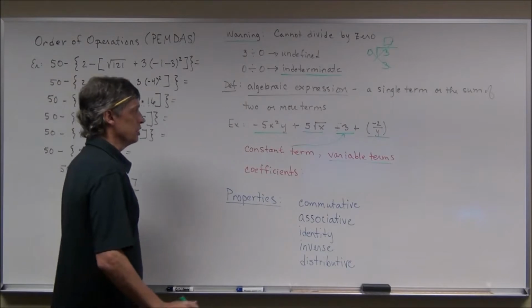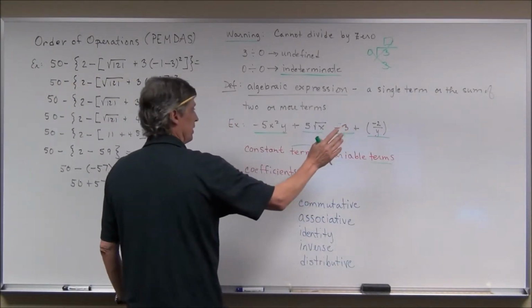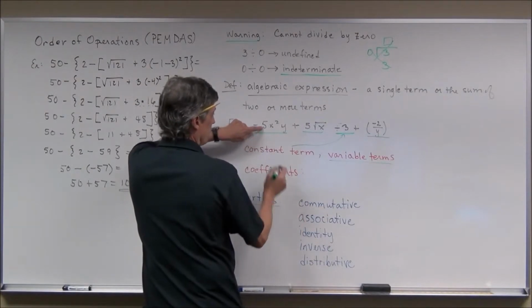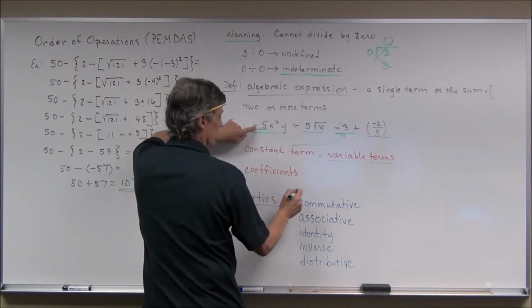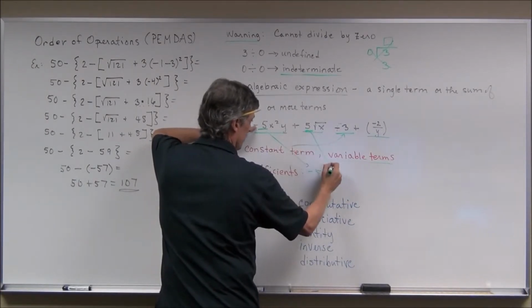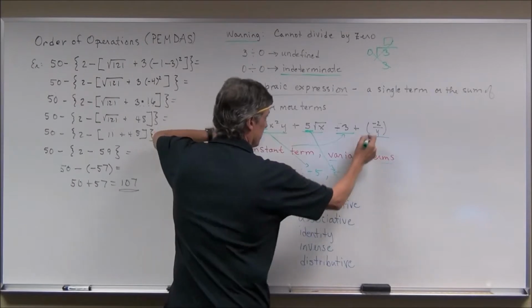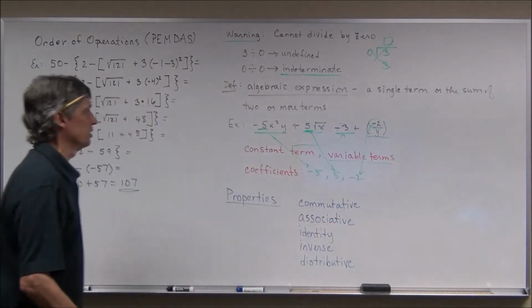The coefficients go with the terms with the variables. So this one is not a coefficient. A lot of people think it is. My coefficients are the number factor, the real number factor that's times the variable. So negative 5, positive 5, and negative 2 would be my coefficients there.